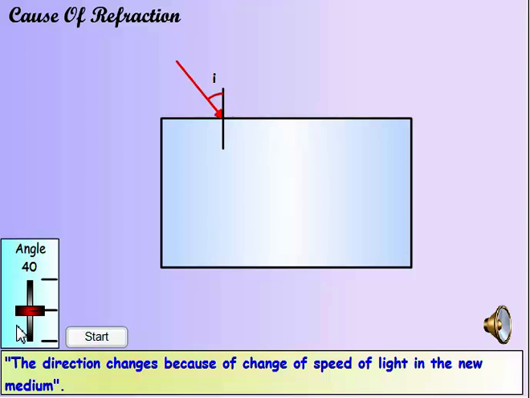The cause of refraction is the change in the speed of light due to the change in medium. Light travels faster in air and upon coming into contact with glass slows down. This causes a change in the direction.